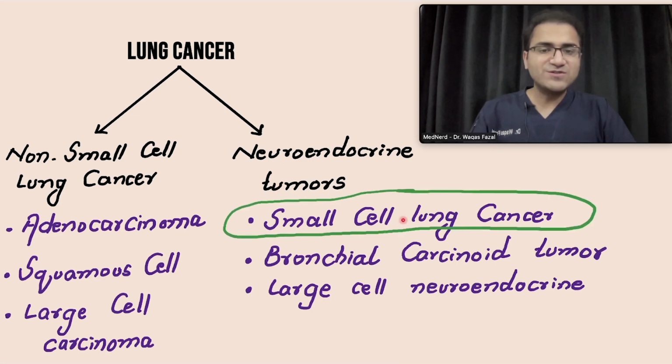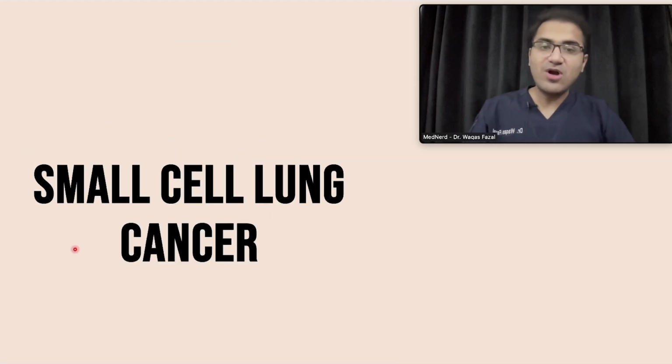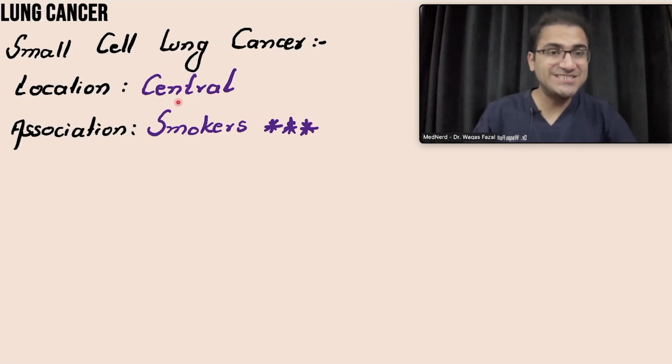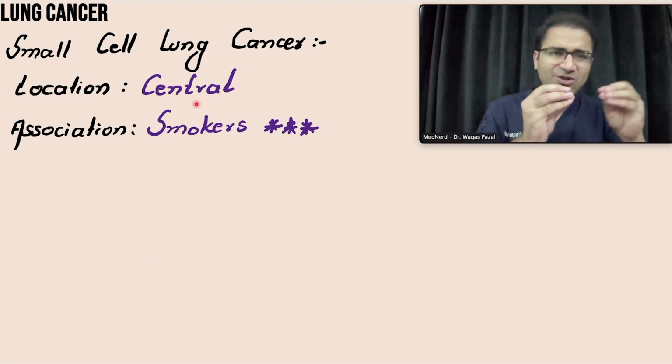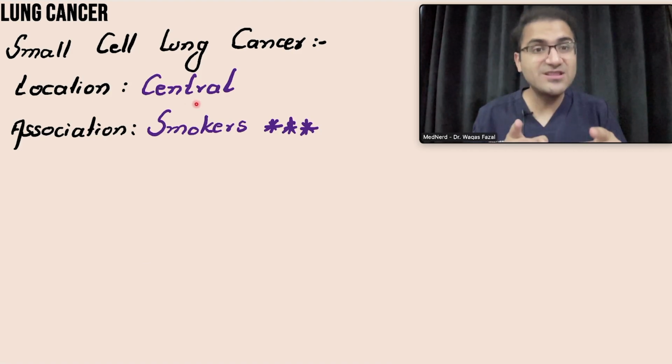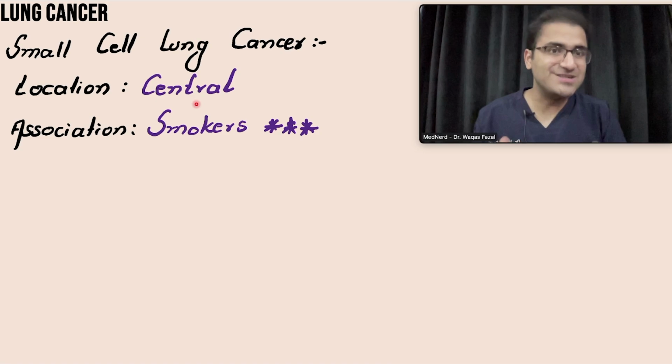Now, we'll be proceeding ahead and talking about small cell lung cancer, which is a very important lung cancer. And this is the cancer that is tested many times in exams. Now coming to small cell lung cancer. Remember, small cell lung cancer is located centrally. Centrally means that it is mainly located in the center of the lungs, near the bronchi, near the major vessels.